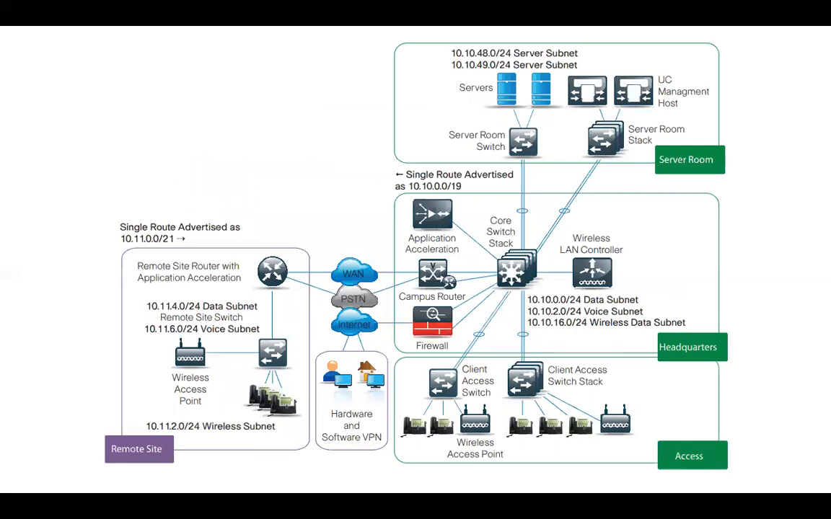This figure shows you the IP addresses for the internet protocol. You can see that this is the headquarters. The headquarters sends info to the server room, to the access, and also to the remote site. Each of these applications has its own address. So this is the server subnet, this is the data subnet, this is the voice subnet, we have the wireless data subnet, and over here we also have the data subnet and voice subnet. These are the addresses.